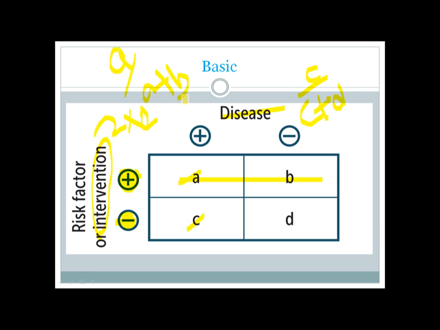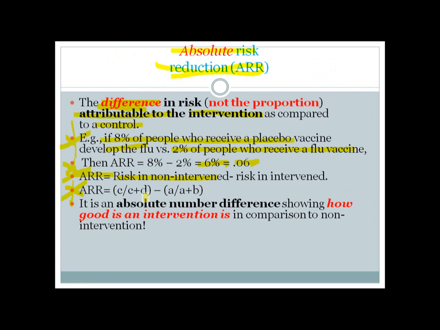And the absolute risk reduction should be C by C plus D, which is the event rate in the control group, minus A by A plus B, which is the event rate in the exposure or experiment group. So as you can see here, ARR equals C by C plus D, the event rate in the control or non-intervened group, minus A by A plus B, the event rate in the intervened or exposure group. And ARR is an absolute difference showing how good an intervention is in comparison to non-intervention.